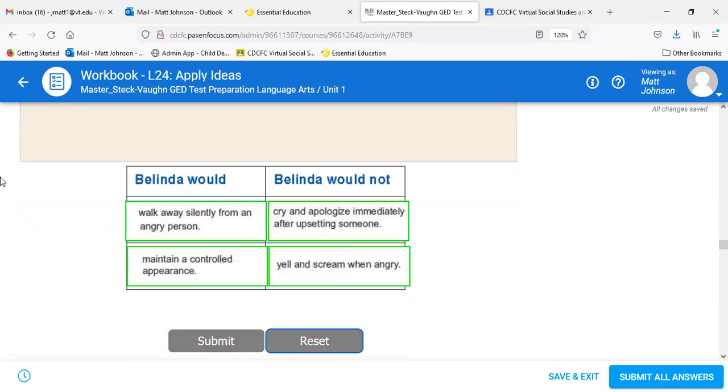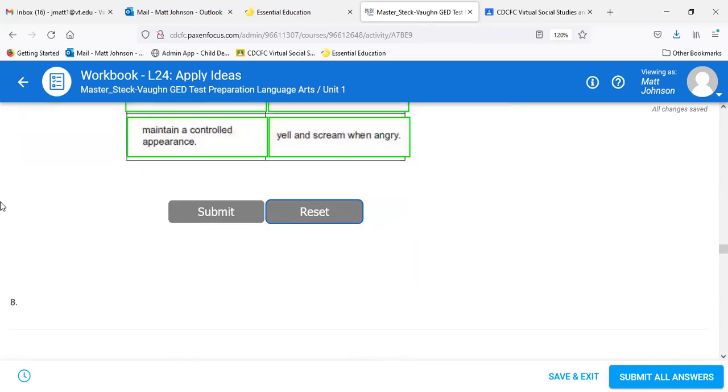So for number 8 there, Belinda would walk away silently from an angry person. She would maintain a controlled appearance. She's unlikely to cry and apologize immediately after upsetting someone, or yell and scream when angry. Okay. Got a few more here.